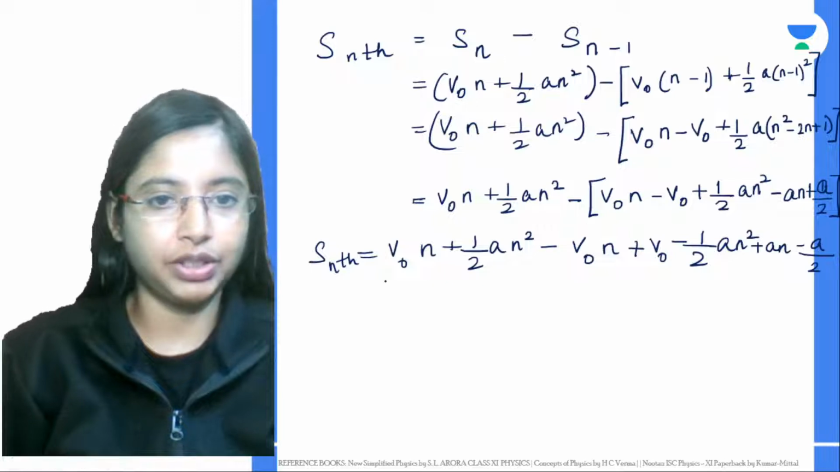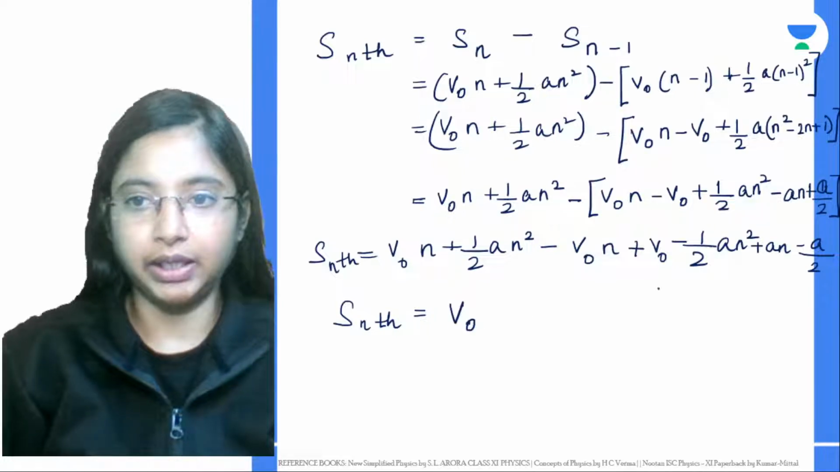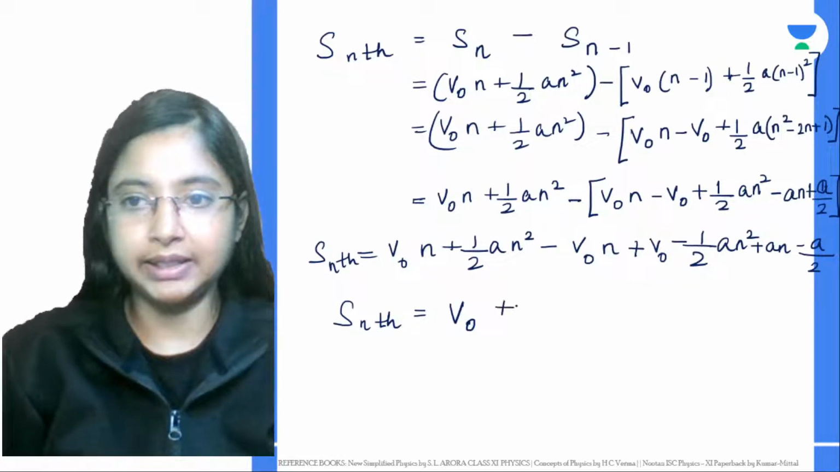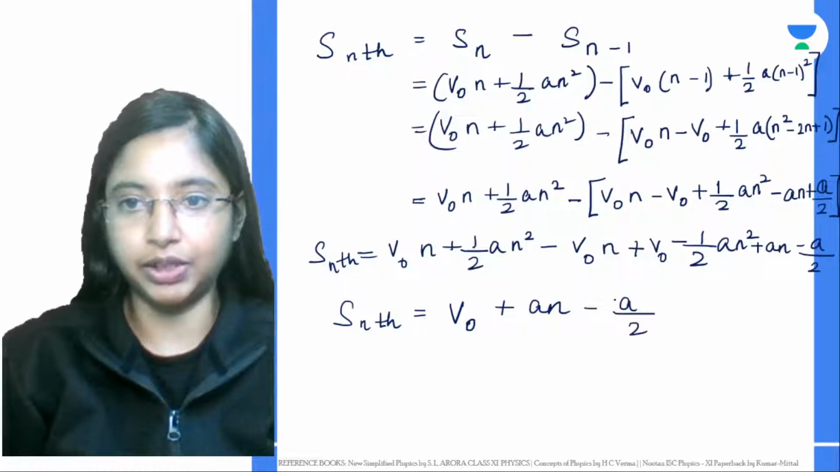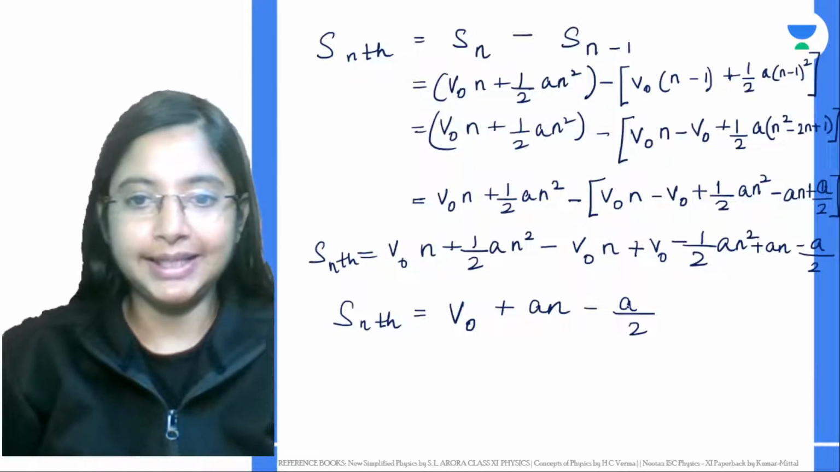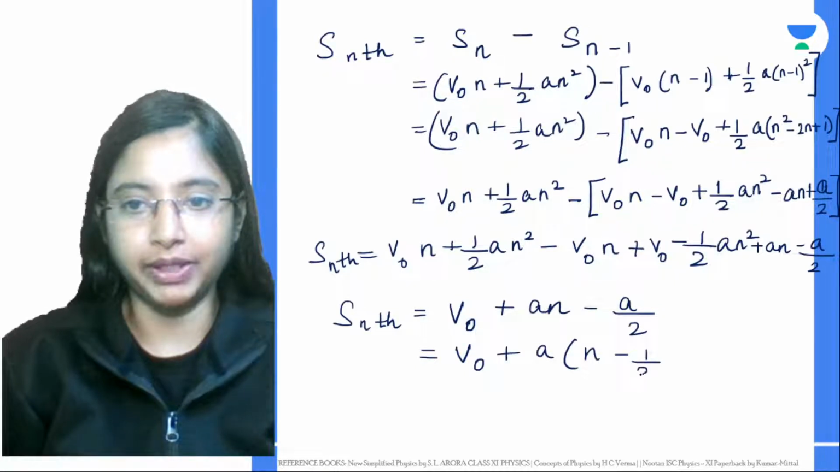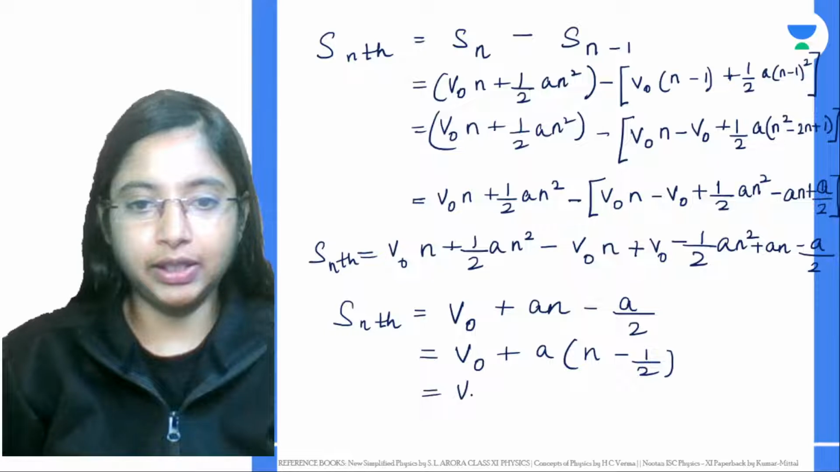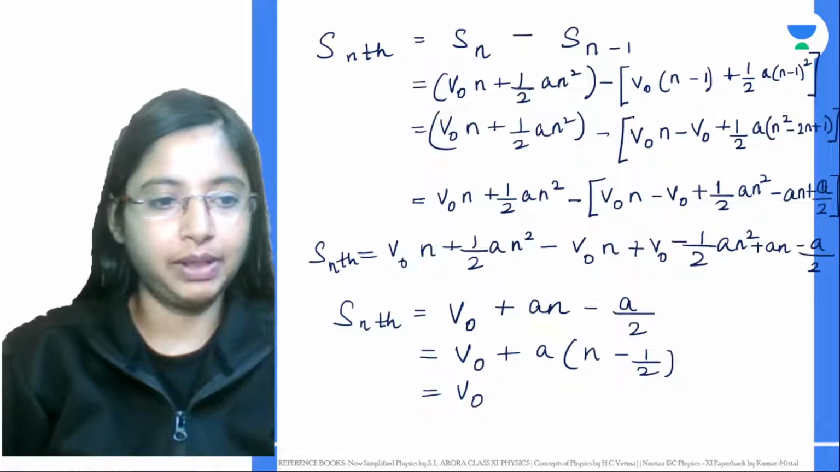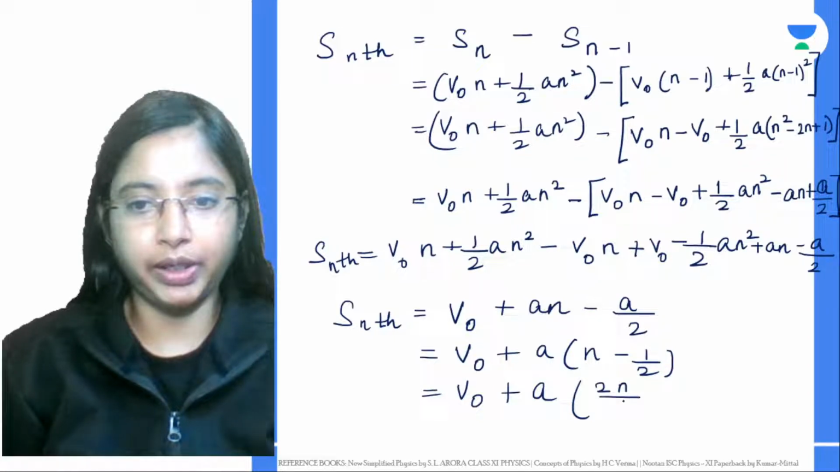All we will have here, that is s for the nth second, is v naught plus a n minus a by 2. These are the two terms that you will have. Here you can take a outside, so you'll have n minus 1 by 2. Now let's take the 2 outside also, so you multiply this term as 2n by 2 minus 1 by 2.